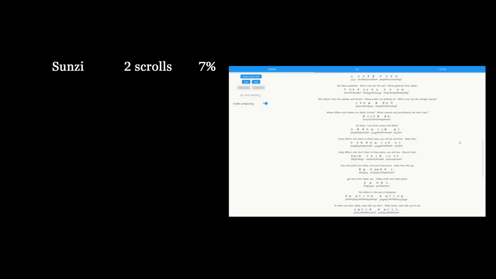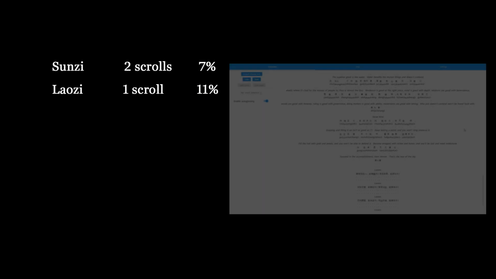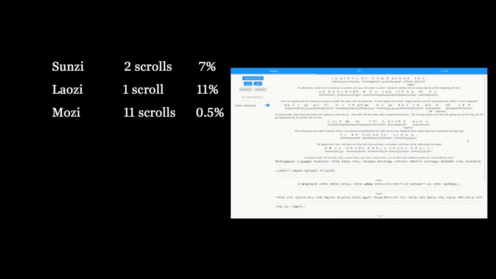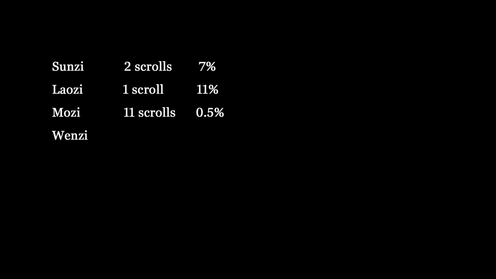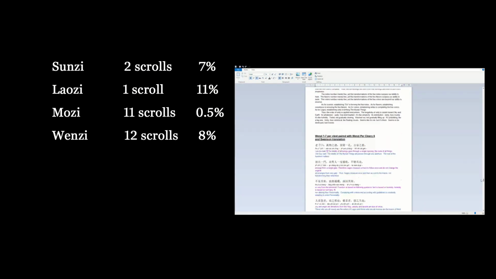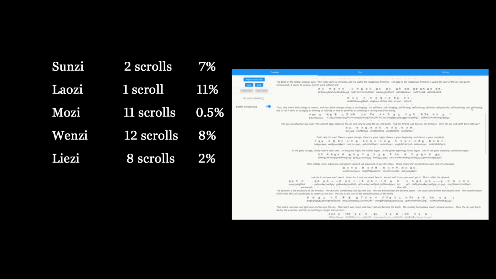Okay, altogether, Sunzi is about 2 scrolls long, and I've translated 7% of it in the last 3 days. Laozi is 1 scroll long, and I've translated 11% of it in the last 3 days. Mozi is about 11 scrolls long, and I've only translated about 0.5% of it in the last 3 days. Wuzi is 12 scrolls long, and I've translated 8% of it 2 years ago. Liezi is about 8 scrolls long, and I've translated 2% of it in the last 3 days.